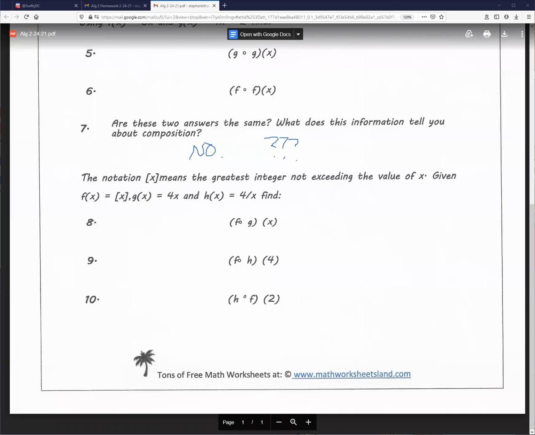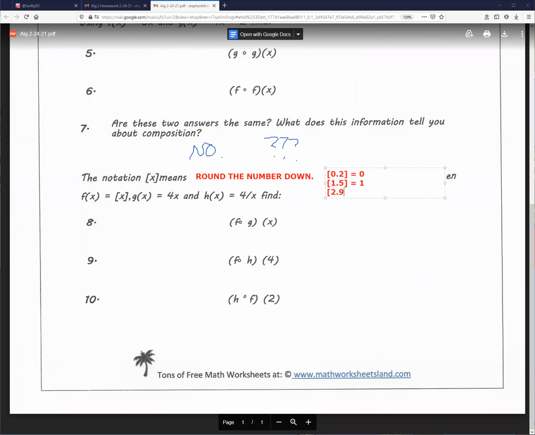Means, hold on, let me get the right drawing tool here. Means, you ready? It means round the number down. Not round it off, round it down. Bracket 0.2 is 0. Bracket 1.5 is 1.